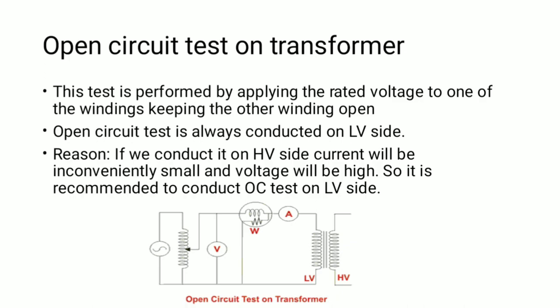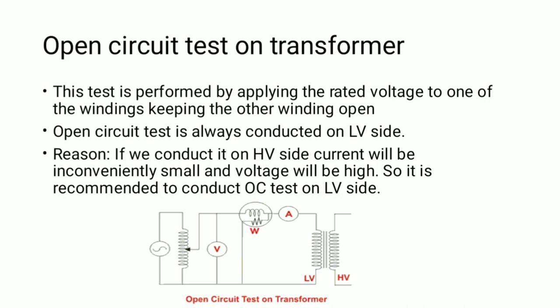So let's first see the open circuit test on the transformer. So this test is performed by applying the rated voltage to one of the winding, keeping the other winding open. So generally the open circuit test is performed on the LV side by keeping HV side open.